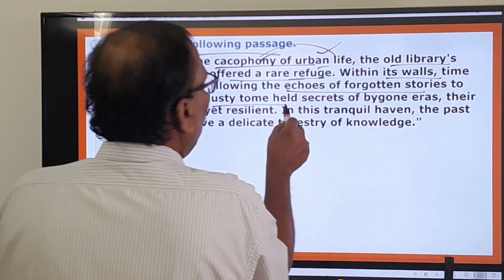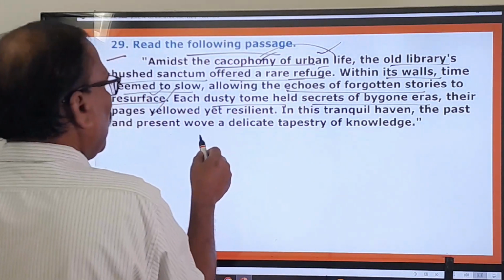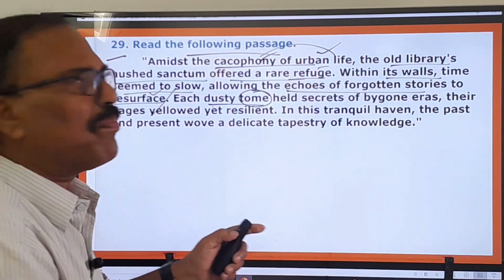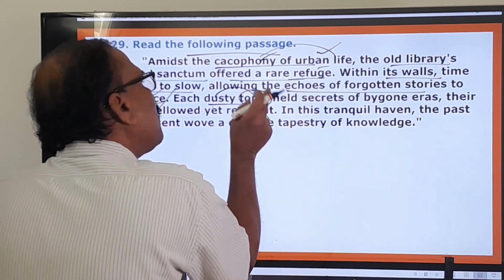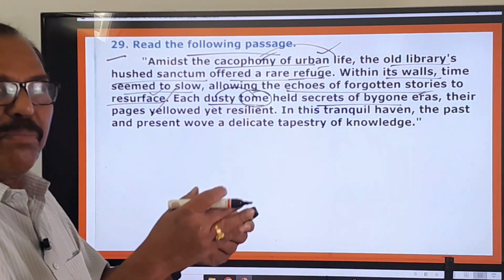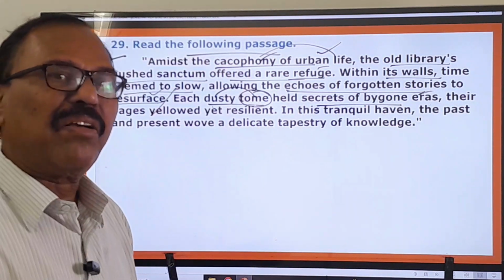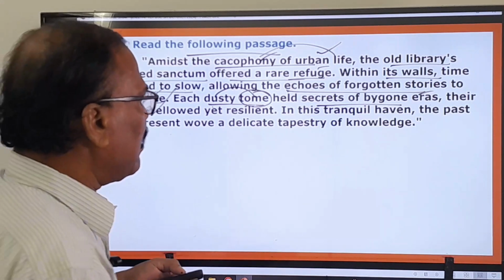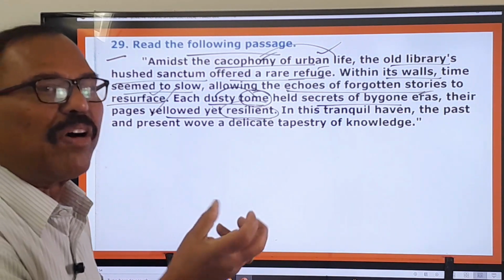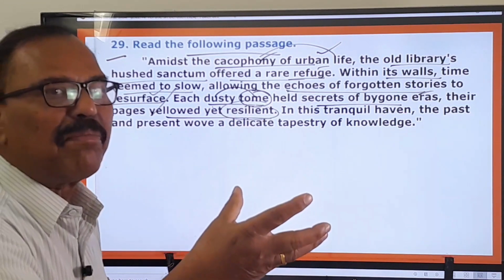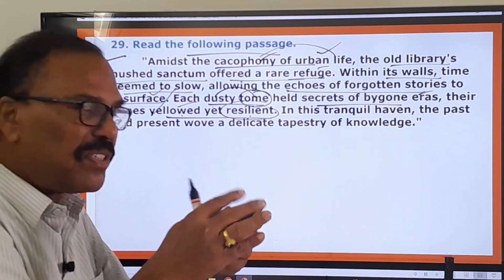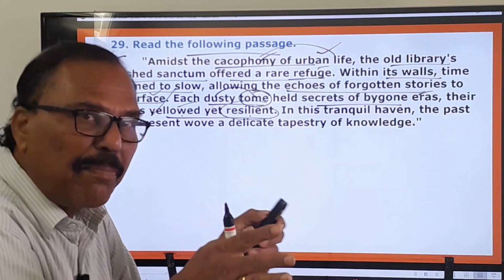Each dusty tome held secrets of bygone eras. Each dusty tome means a huge book. A big book is called a tome. Dusty means filled with dust. Each book filled with dust held secrets of bygone eras. In that bulky book you can find the secrets of the bygone past, past eras, past periods and all that. And their pages yellowed yet resilient. So their pages have become yellow. White pages turn yellow over a period of time, that you know very well. Even though they have become yellow, they are resilient. They are still flexible, very supple and flexible.